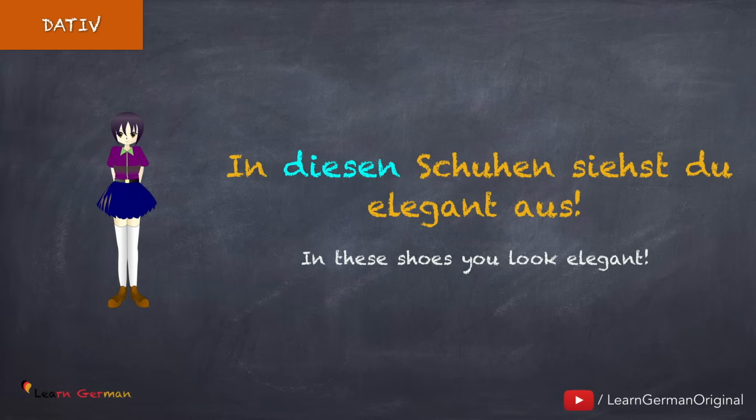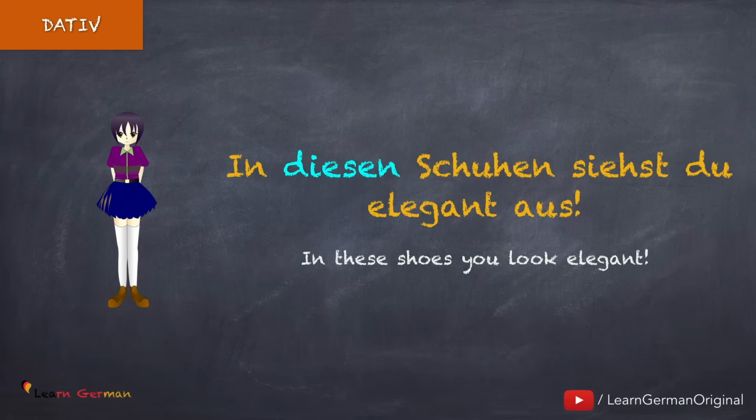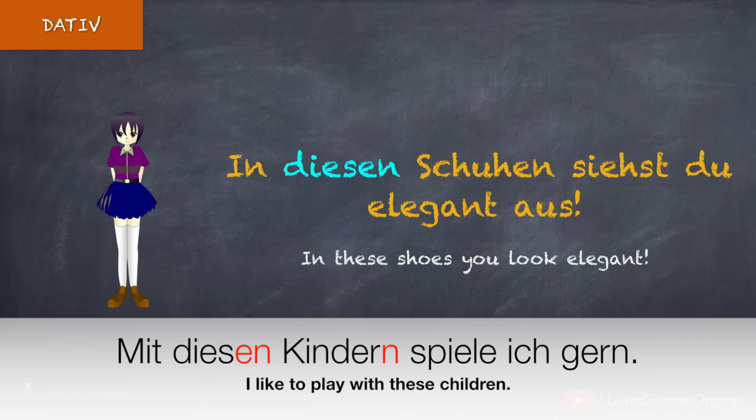In this case, in takes the dative article. Just like die changes to den in plural, even diese changes to diesen. The ending en comes from the plural dative article den. As you can also see, the plural Schuhe changes to Schuhen in dative. Another example could be, mit diesen Kindern spiele ich gern.